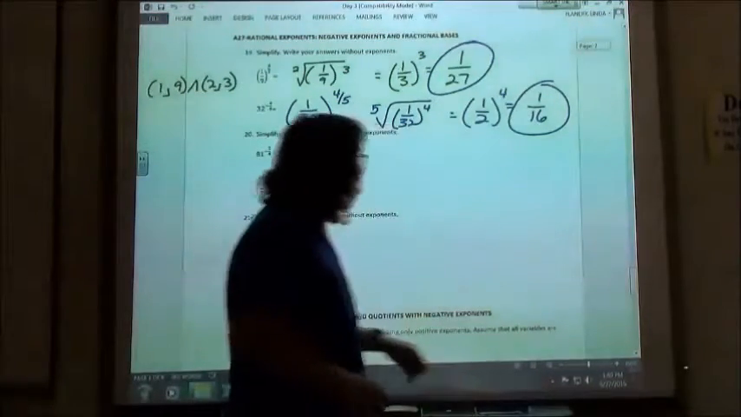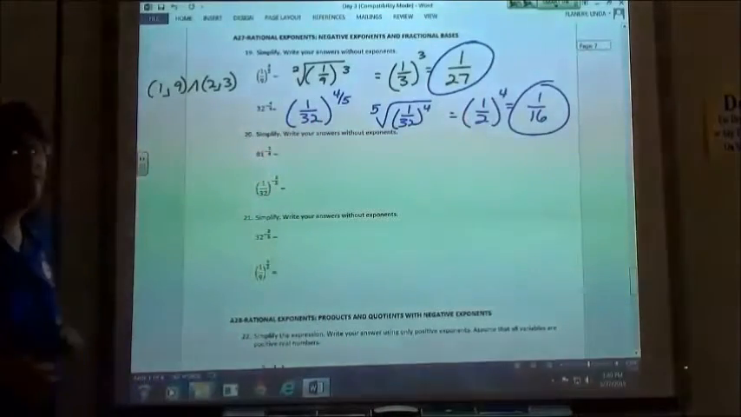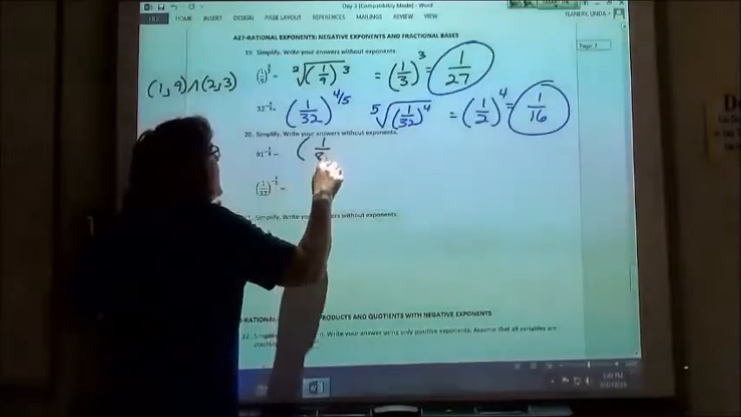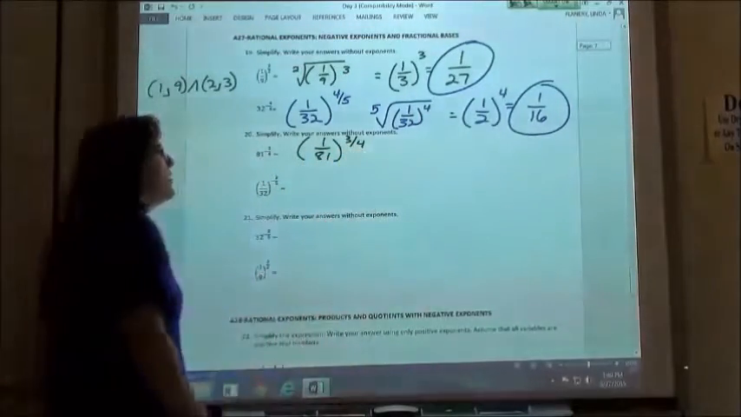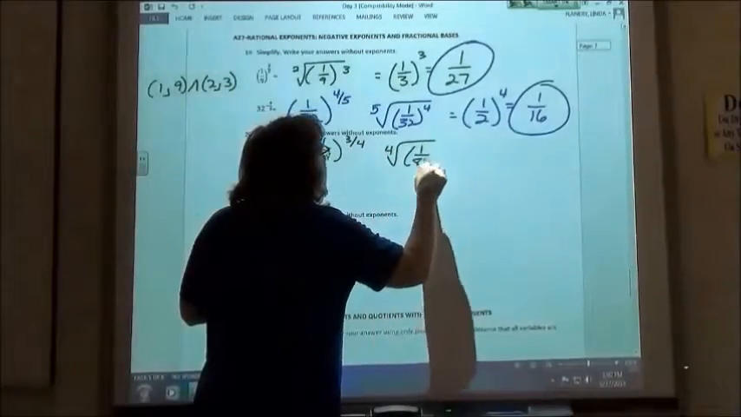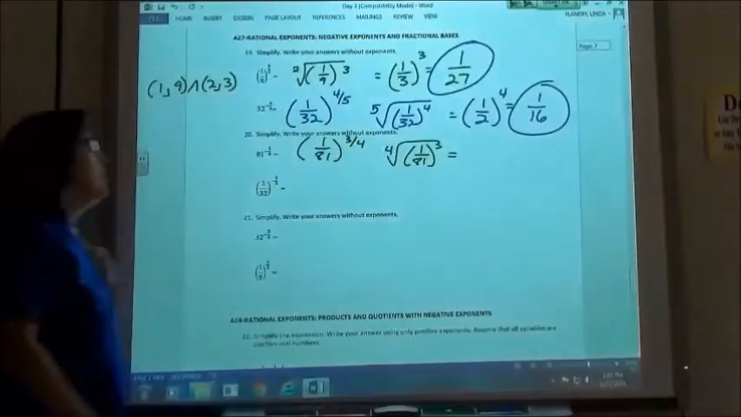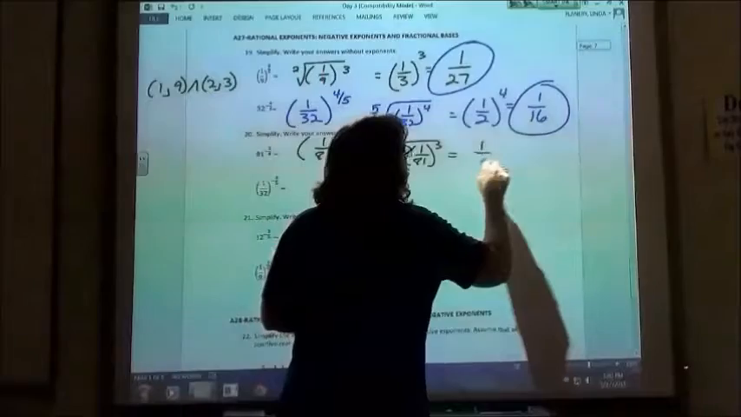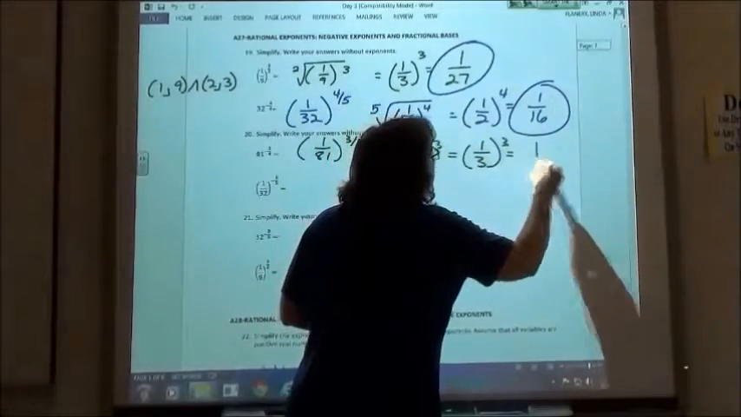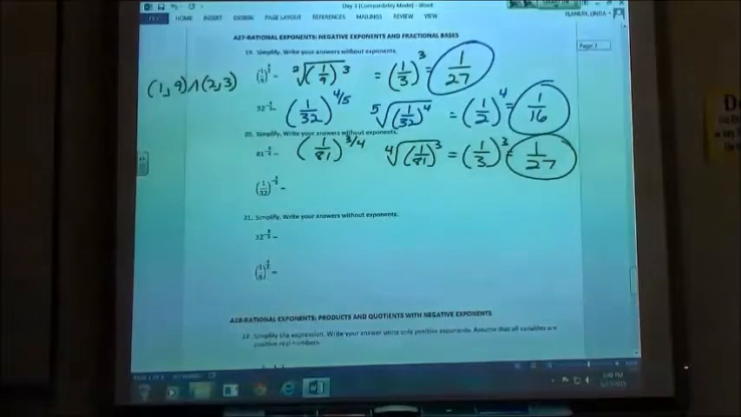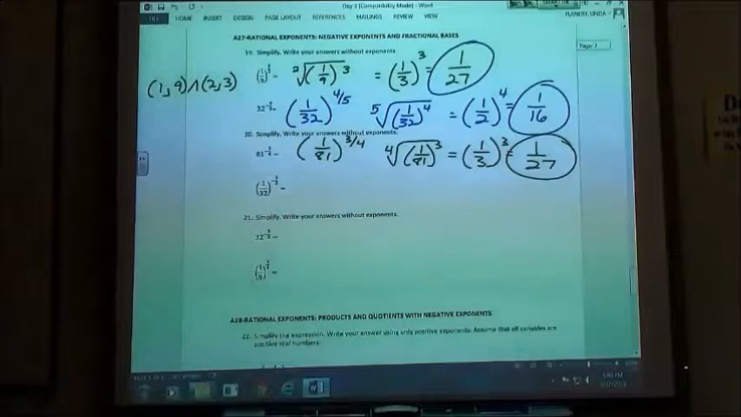On the next one, same kind of thing. I look here first and say, oh, there's a negative exponent. Whenever there's a negative exponent, I have to do the reciprocal. So 1/81 to the 3/4 power is what I'm going to calculate. The 4th root of 1/81 cubed then. The 4th root of 81 is going to be 3. 3 times 3 times 3 times 3 is 81. So 1/3 to the 3rd power gives me 1/27.